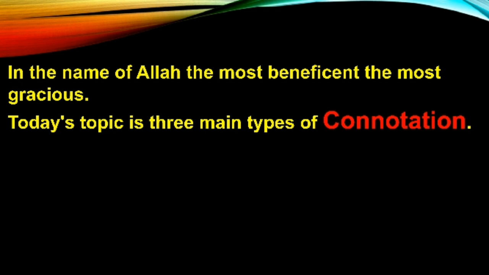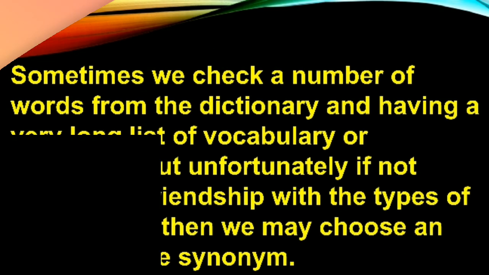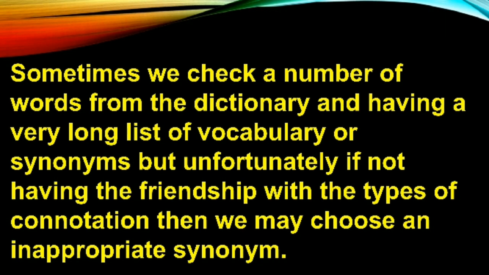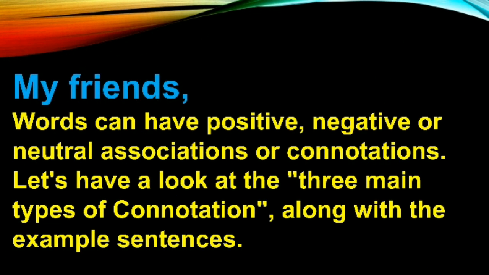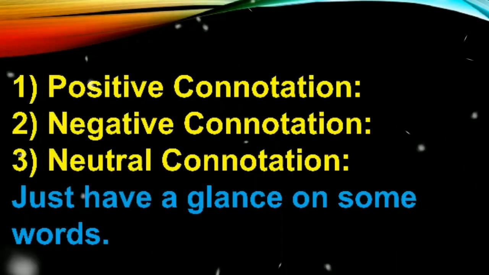Today's topic is three main types of connotation. Sometimes we check a number of words from the dictionary and end up with a very long list of vocabulary or synonyms. But unfortunately, if we are not familiar with the types of connotation, then we may choose an inappropriate synonym. My friends, words can have positive, negative, or neutral associations or connotations. Let's have a look at the three main types of connotation along with example sentences.